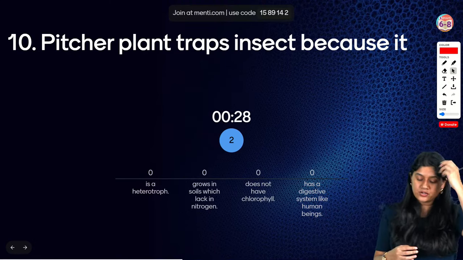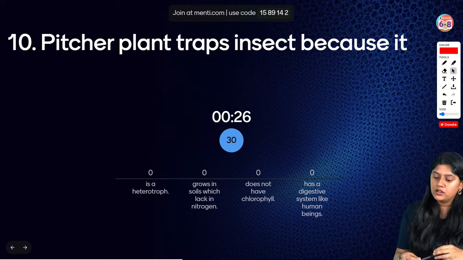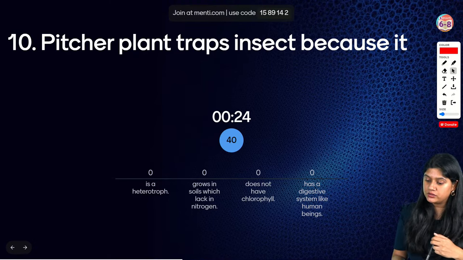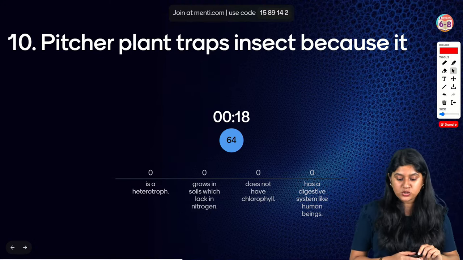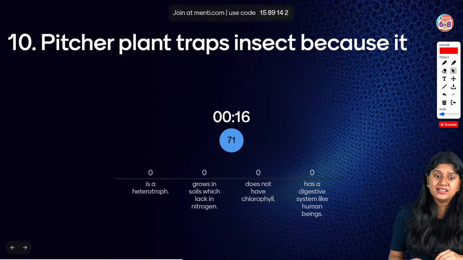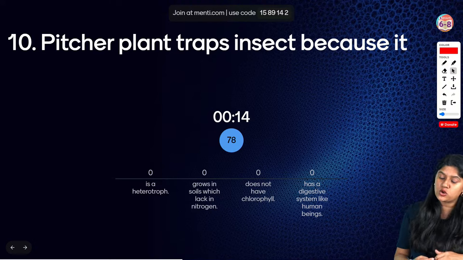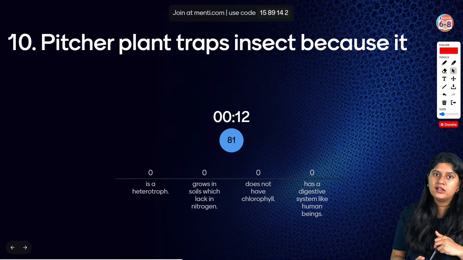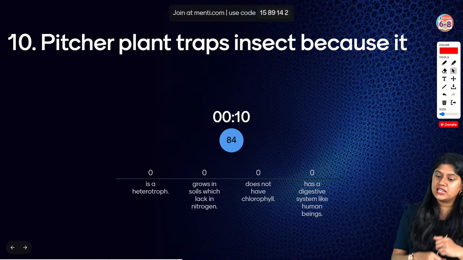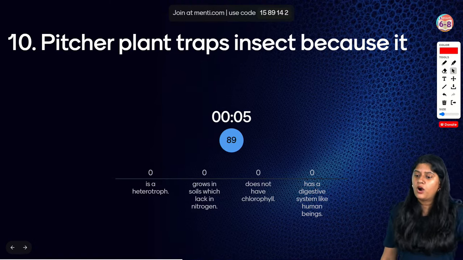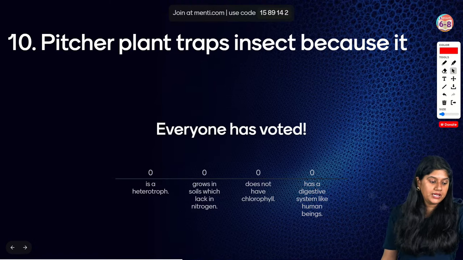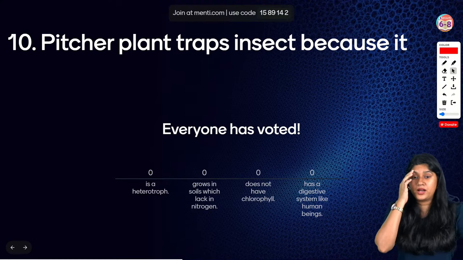it is a heterotroph, grows in soil which lacks nitrogen, does not have chlorophyll, or has a digestive system like human beings. Pitcher plant traps insects because of what? Is it a heterotroph, or it grows in soil which lacks nitrogen, so for the requirement of nitrogen it is eating the insect? Or does not have chlorophyll, or has a digestive system like human beings. What will be the correct answer, everyone?